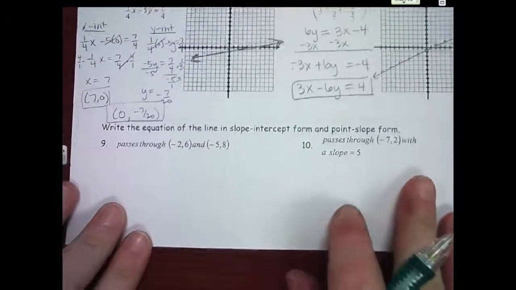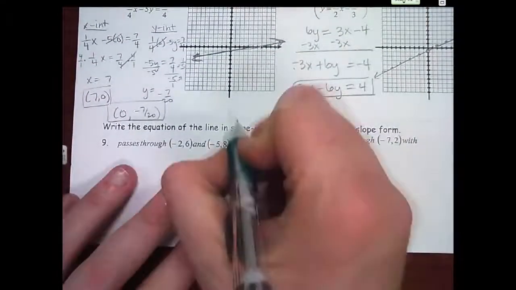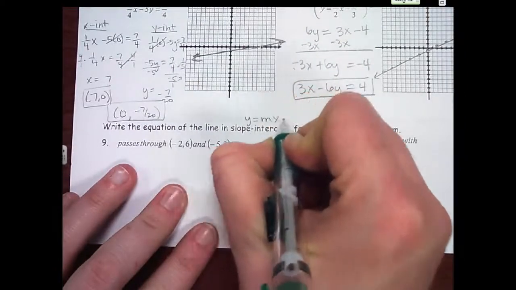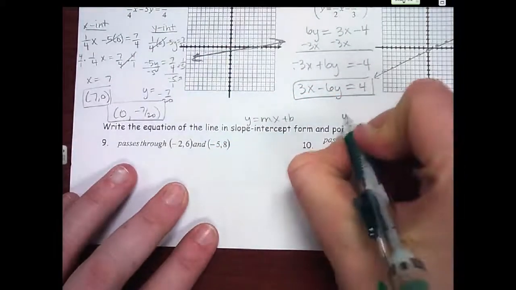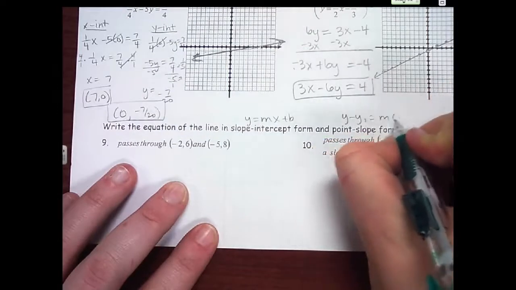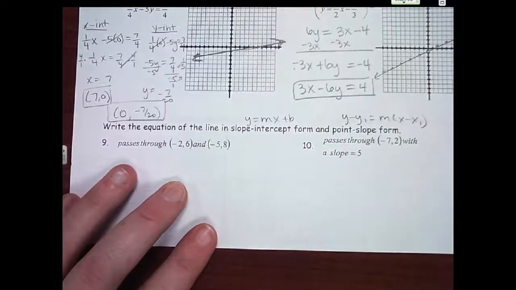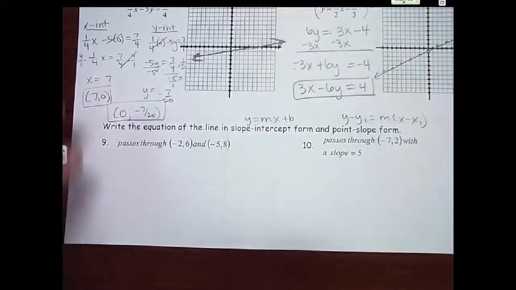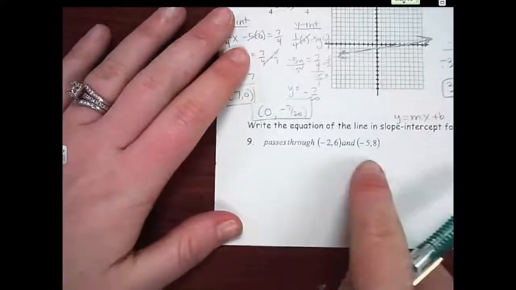Okay, number 9, write the equation of the line in slope-intercept form. So y equals mx plus b. And point-slope form. So remember, you need to know your equations for the test. So number 9, first thing, they give me the 2 points, but I don't have the slope.